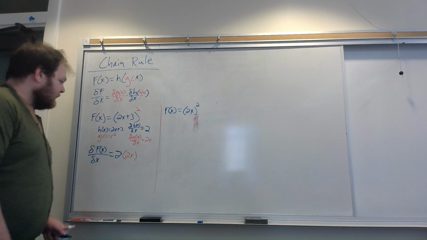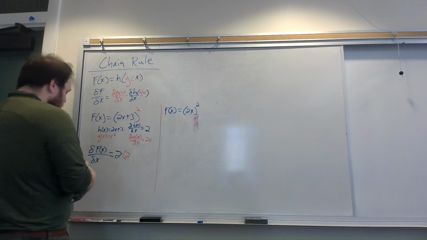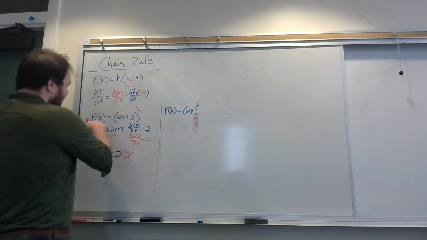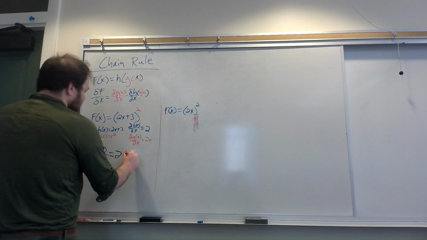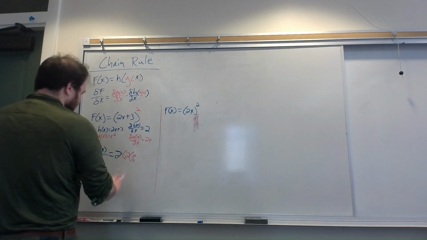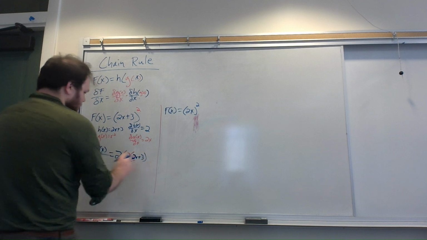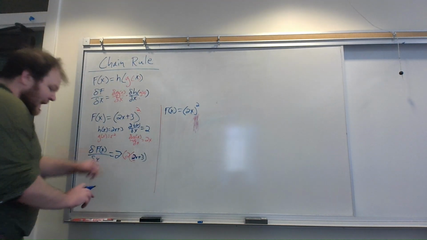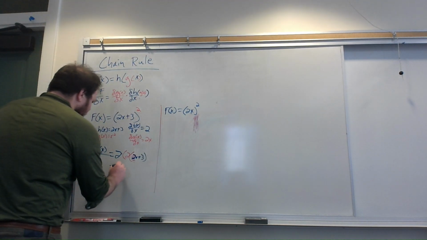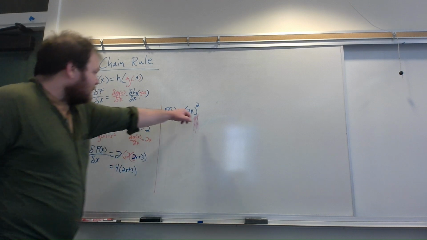Oh, I'm so sorry. This 2x here, my goodness, what am I doing? This should have been 2 times 2 evaluated at g of x. So it should have been 2 times 2x plus 3. Then this is going to end up becoming 4 times 2x plus 3. Okay, anyway, back to this problem.